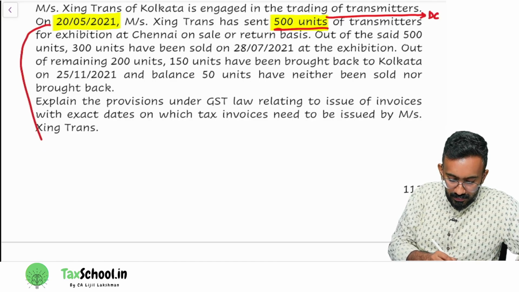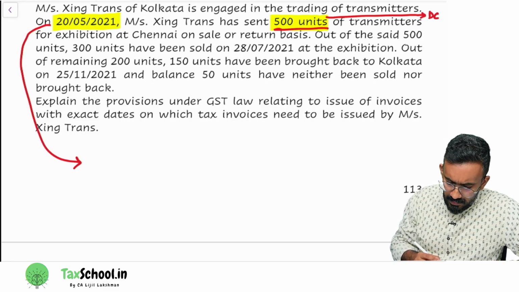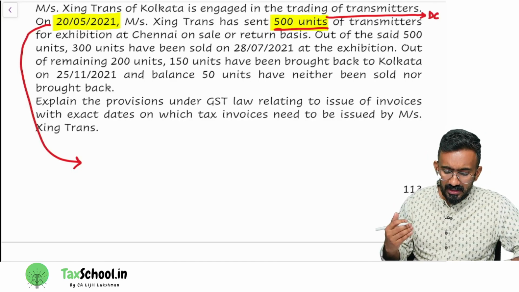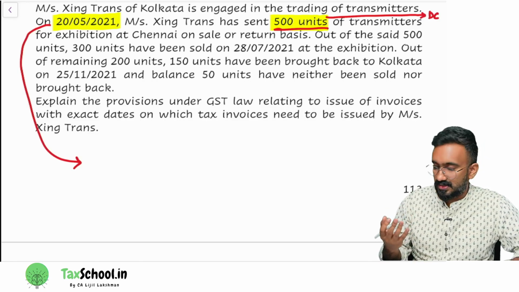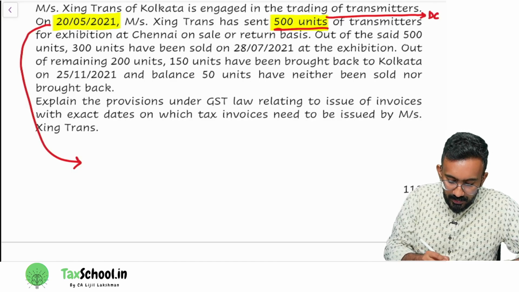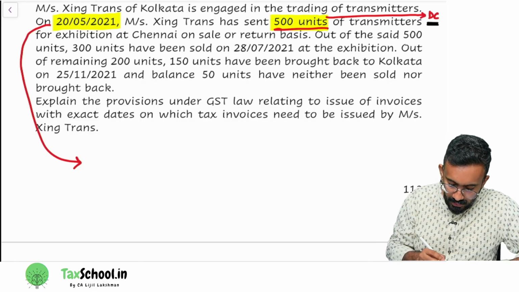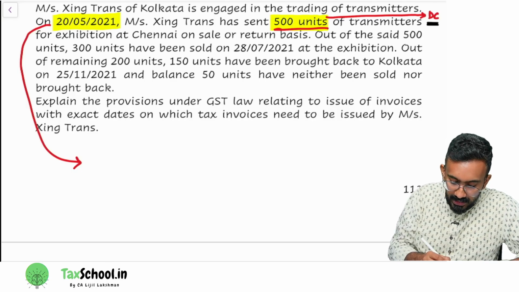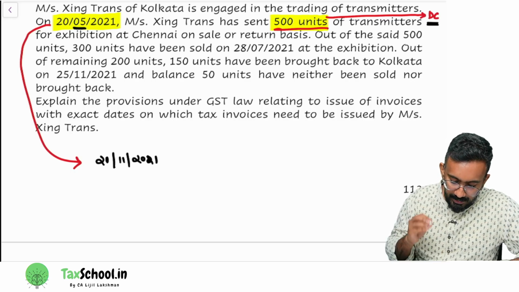They are supposed to issue invoices if the goods are not sold within 6 months, right? There are multiple possibilities there. On 25/2021, they sent the goods. At that time, only a delivery challan was issued. So let's compute 6 months from there. 5 plus 6 is 11, so 2021. Let's look at what happened before that.